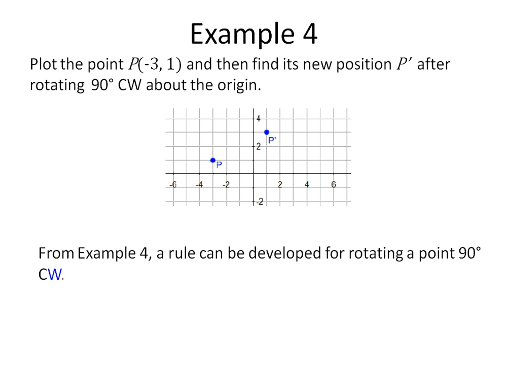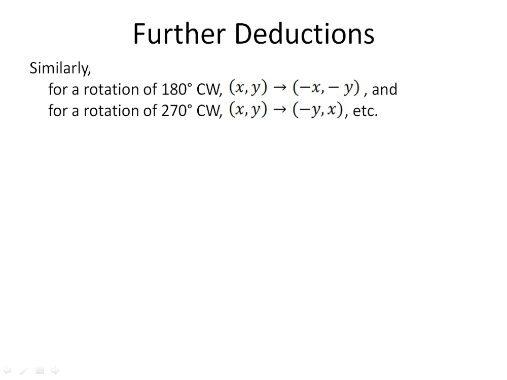From example 4, a rule can be developed for rotating a point 90 degrees clockwise, and that's simply this: the y becomes the x, and the x becomes negative y. For a rotation of 180 degrees clockwise, (x, y) gives you (negative x, negative y), and for a rotation of 270 degrees clockwise, (x, y) gives you (negative y, x), and so on and so forth.